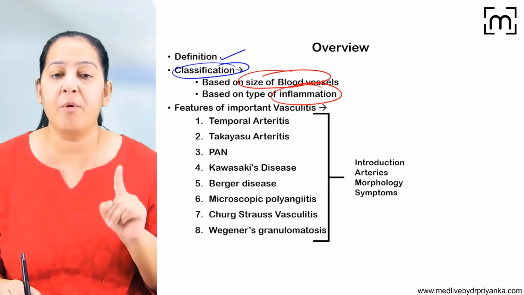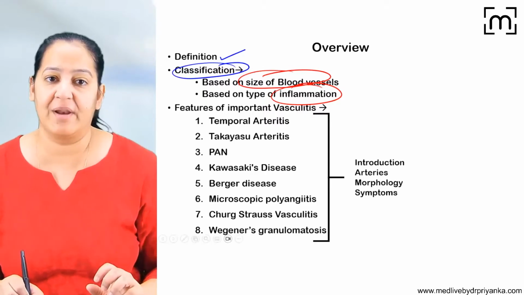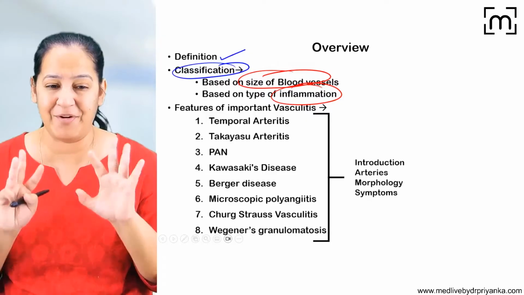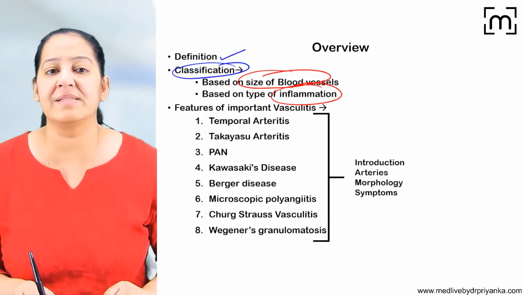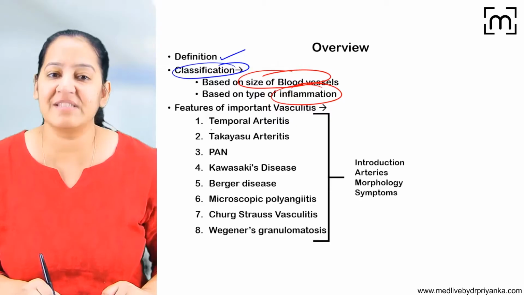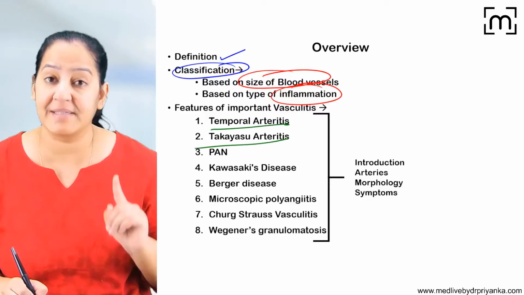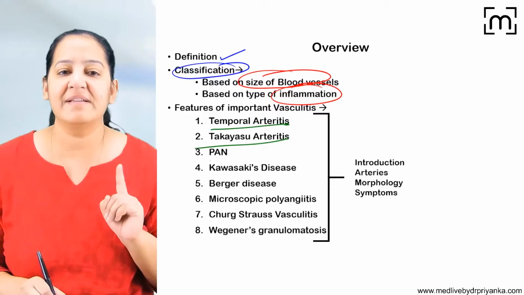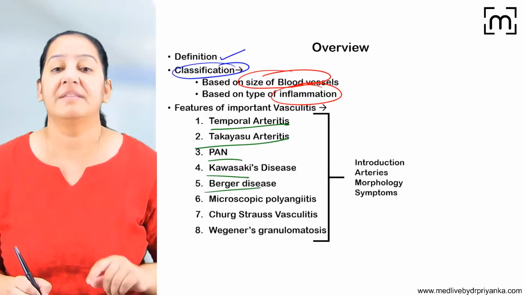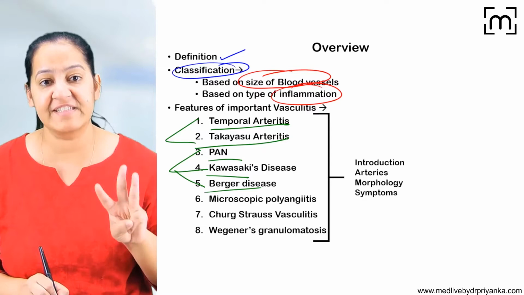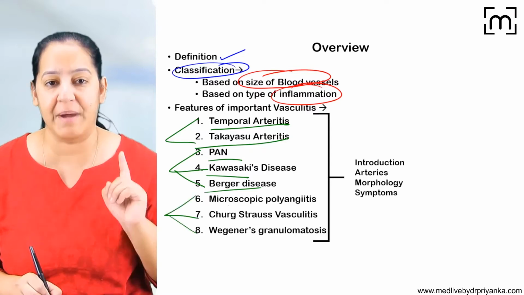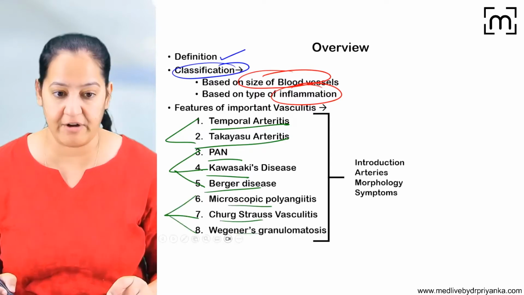Now coming to the important features of important types of vasculitis. So we will be discussing 8 important vasculitis in a comparative tabulated manner. So the 8 important ones, in a sequence I will discuss. First I will discuss the temporal and Takayasu, that is large vessel vasculitis. Then I will discuss PAN, Kawasaki and Berger, that is medium vessel vasculitis. These are large, these are medium. And finally we will discuss 3 small vessel vasculitis, that is microscopic polyangiitis, Churg-Strauss and Wegener granulomatosis.